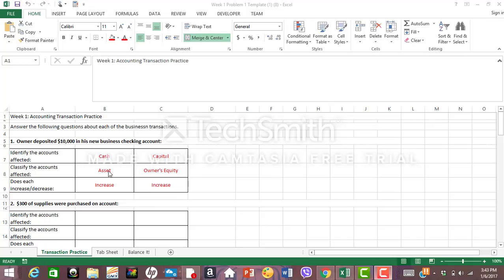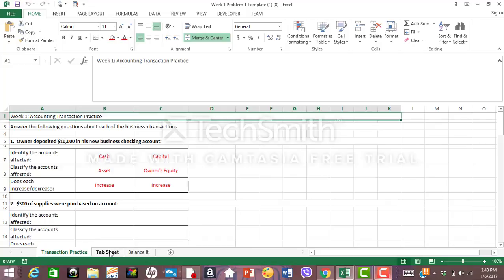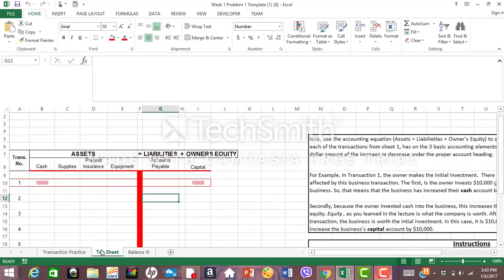Now, cash is a part of assets. Capital is a part of owner's equity. They are a part in the equation because we automatically know the equation is assets is equal to liabilities plus owner's equity. Since they both increase, we automatically know that this side of the equation, assets, is $10,000 equals $10,000 of owner's equity.